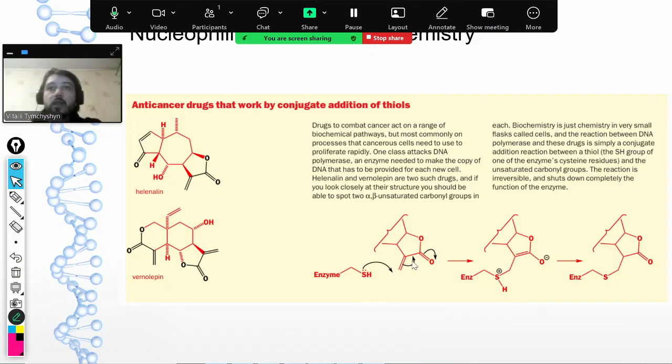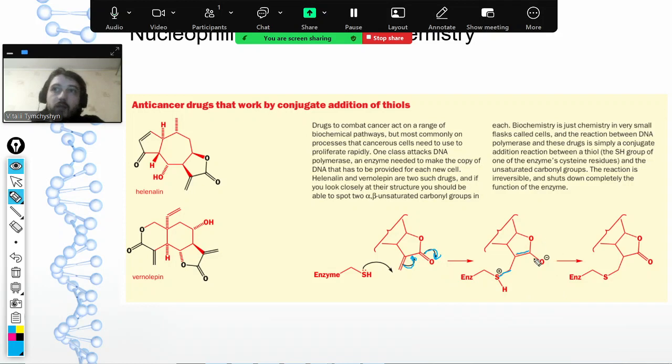And here is one of the examples. Here you see the attack of the non-bonding electron pair of the sulfur atom. It attacks here, basically creating a new bond. Here you see this new bond created, here's our new bond, while this double bond is destroyed, so these electrons move up here, creating a double bond here, and once again these electrons are pushed onto the oxygen.